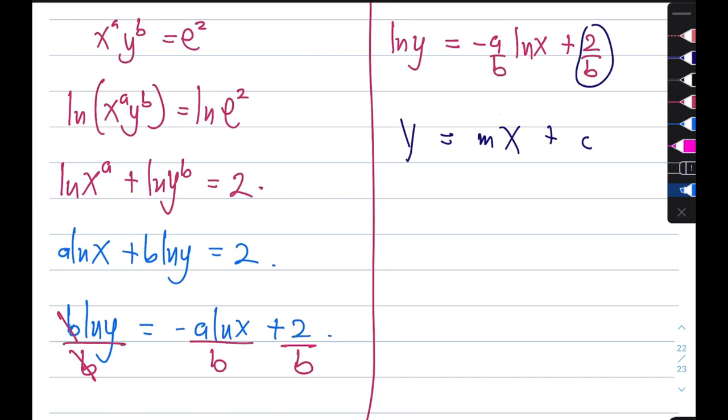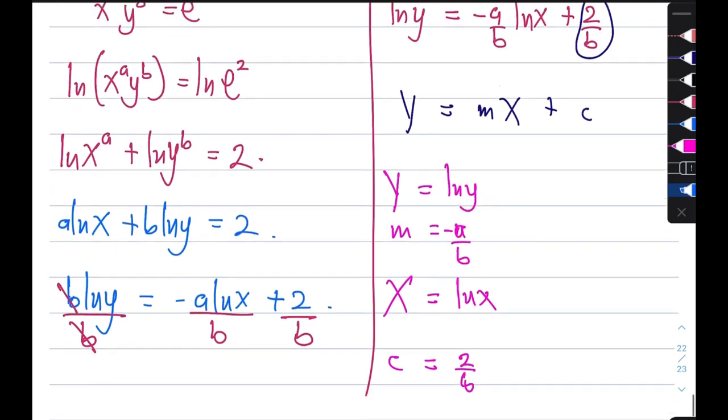Now, that means that your big Y is basically ln y, and your gradient is negative a over b, and then your big X is ln x, and then your constant c is 2 over b, and then you are done, okay? This b is nasty, let's write it well. Okay, and you are done.